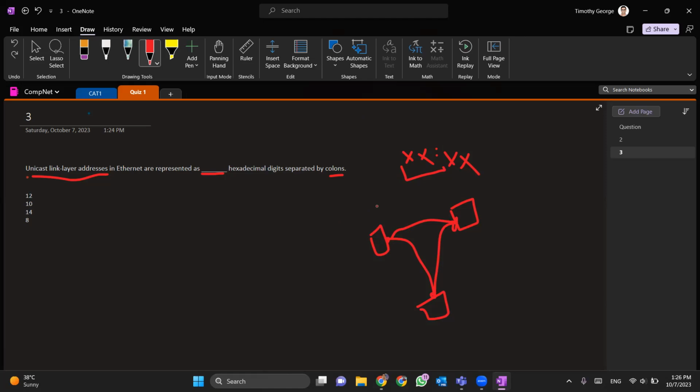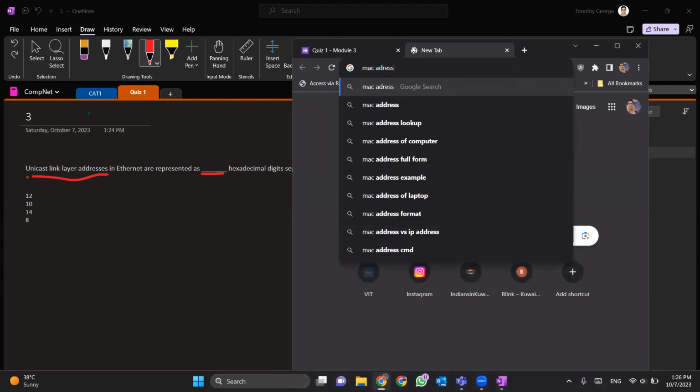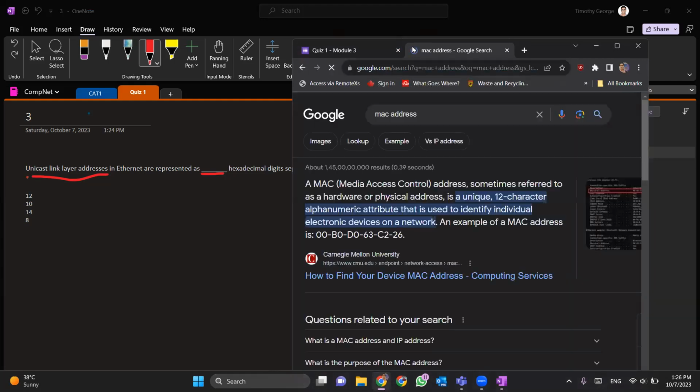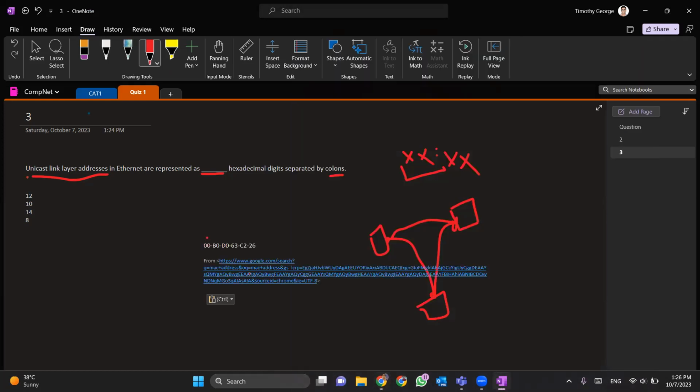But actually, let me show how to check a MAC address. If you just search MAC address, this is what it's going to look like, something like this. And you can see here it's quite clear that it has 12 hexadecimal digits. So this is how a unicast link layer address would be.